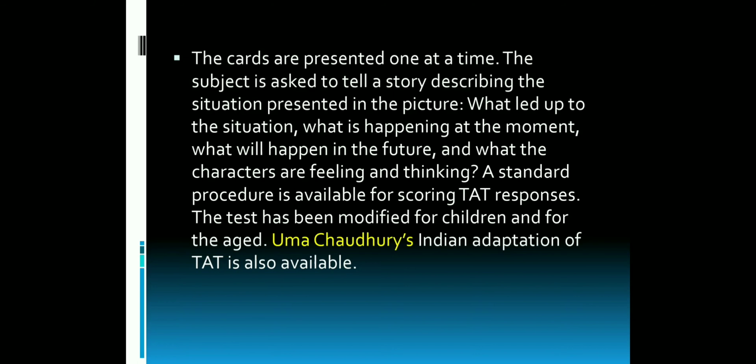The test has been modified for children, and Uma Chaudhary has written the Indian adaptation of TAT also. And why do we need an Indian adaptation? Students, in the foreign test, that was the TAT of Morgan and Murray, for example, there was a boy who was playing a violin, but in the Indian version there is a boy who is playing an iktara, right? Because in India we are more familiar with the iktara rather than the violin. So it was important to take away the biases that can occur in the test because of the culture, right? We have to remove the culture bias. That is why the revised test was written by Miss Uma Chaudhary.